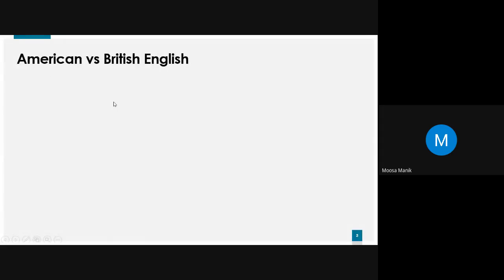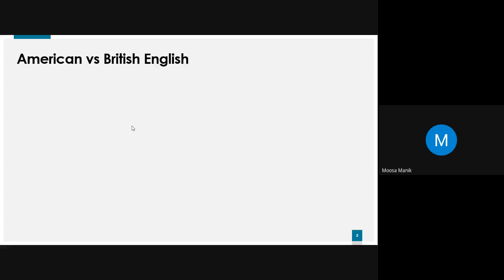The next thing is, of course, American and British English. Sometimes we see American English mixed with British English, but most of the people who teach us academic writing advise that if you use American English, that's okay. If you use British English, that's okay. But make sure that you're consistent. That means if you're using American English, stick to American English, and if you're using British, also the same.